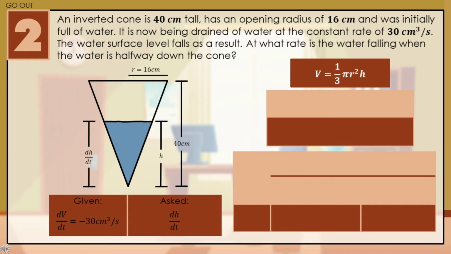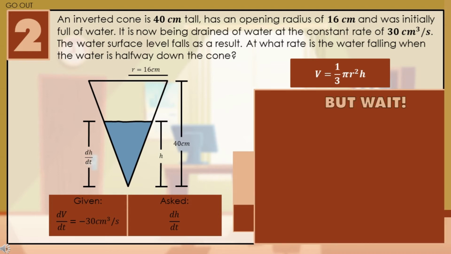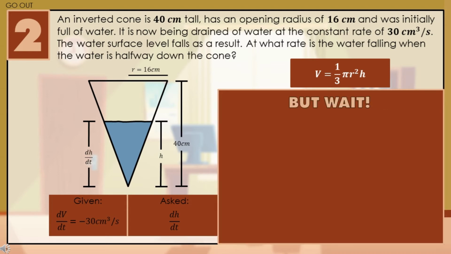Now, notice that there is another variable which is r. As you can see, this variable is not given. We have to replace r so that we can go into solving. How do we do that? Notice that there are two triangles in the problem, the cone and the water as a figure inside the cone. They are considered as similar triangles.